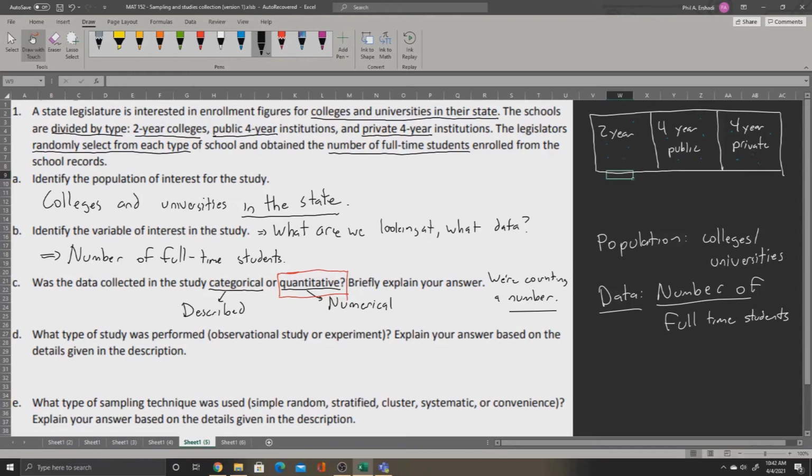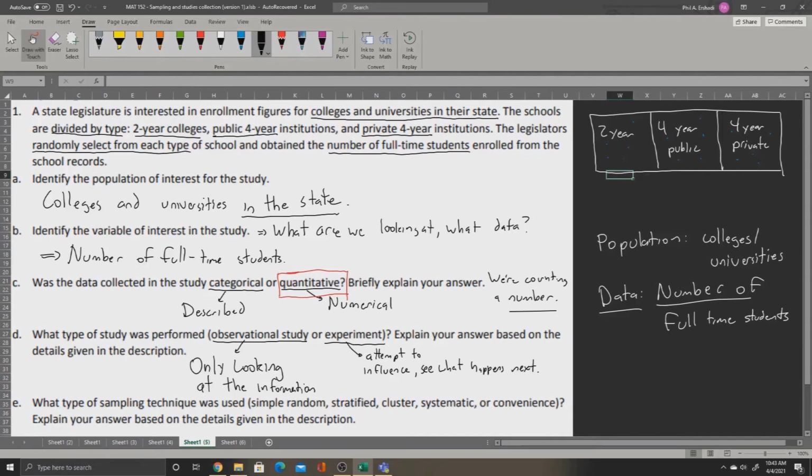Question D asks, what type of study is performed? An observational study or an experiment? Let's distinguish between these two. An observational study is where we are only looking at information. In an experiment, we are attempting to influence our sample in some way. And after that, we would see what happens next.